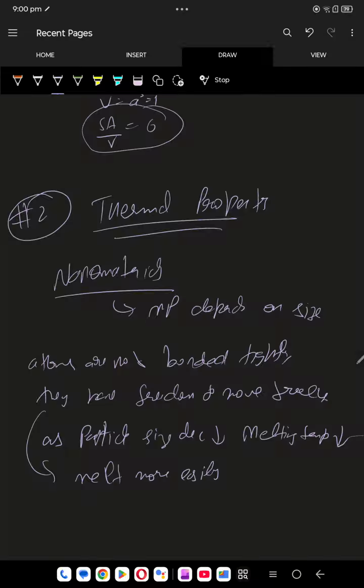In nanomaterials, the melting point depends on the particle size. As the size decreases, the melting temperature also decreases. The atoms are not bonded too tightly here, they can move freely. As a result, melting is easier compared to bulk material. That's it.